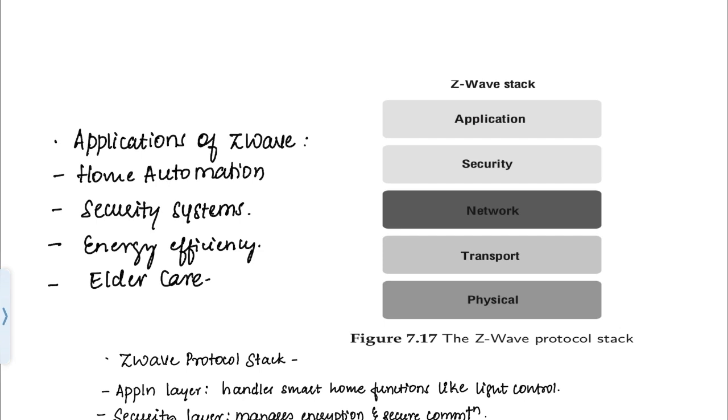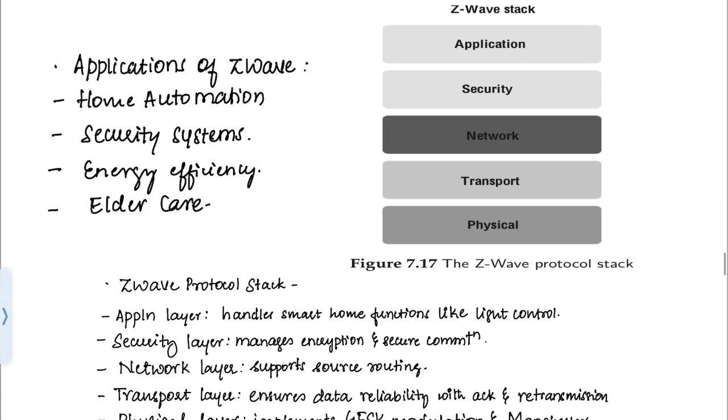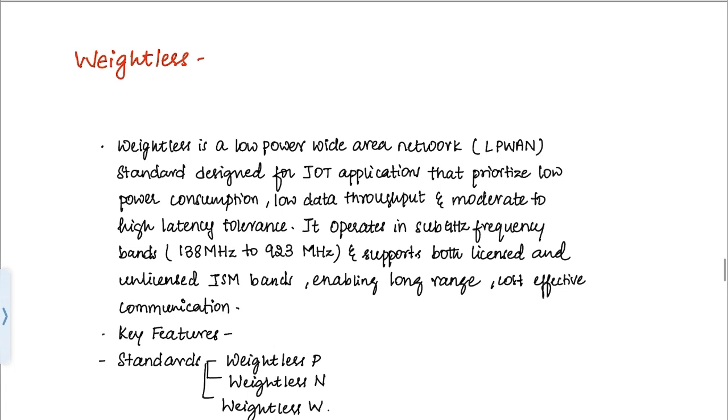Ultimately, we can say that Z-Wave is best for stable and efficient home automation. It ensures compatibility and it is very easy to use, and reliable data transfer is also happening in Z-Wave. Moving on further, the next technology which we have is Weightless.